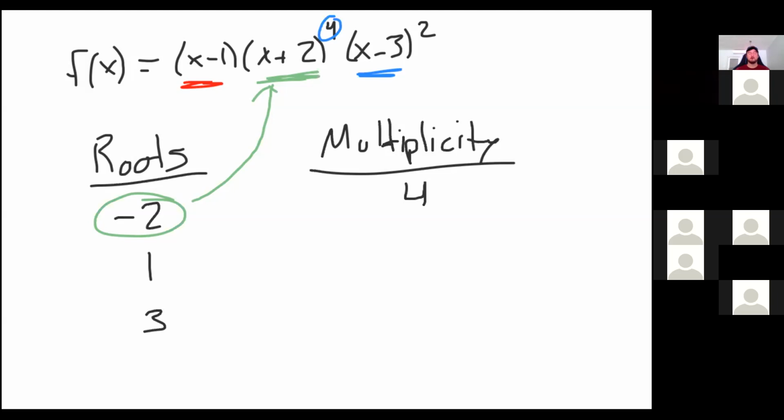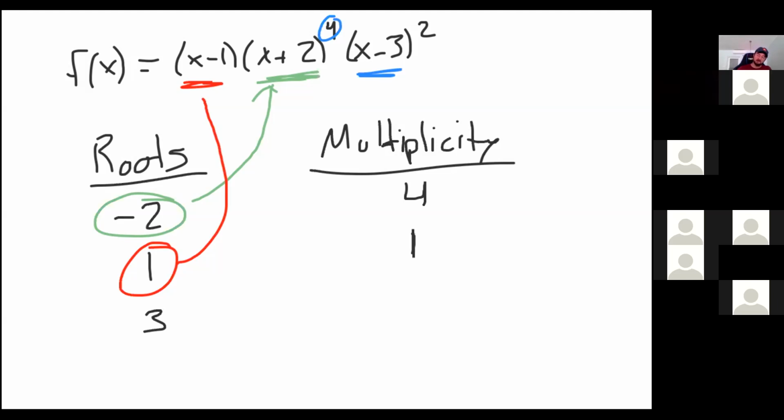What about for 1? Well, similar story. I say, okay, my root is 1. I go look at the factor. I see that its factor is x minus 1. How many x minus 1s do I see there? Well, I just see one of them, which means it has a multiplicity 1.